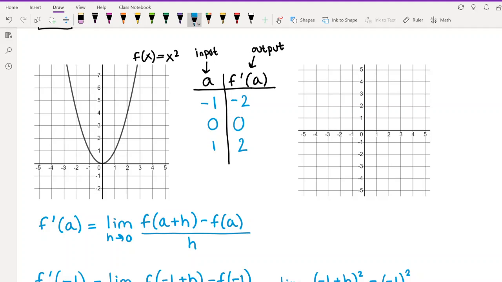So what would you do? Well, you would just go to each of these values and graph them. So we'd say, okay, we have negative 1 is our input, negative 2 is our output, so we have a point here. When 0 is our input, we have 0 as an output, and so that's this point here. And when 1 is an input, 2 is an output, so we have this point here. And if you start to notice what is going on here, well, this forms a shape of a line, right? So if we were to continue this, we have a line, and specifically a line with a slope of 2.